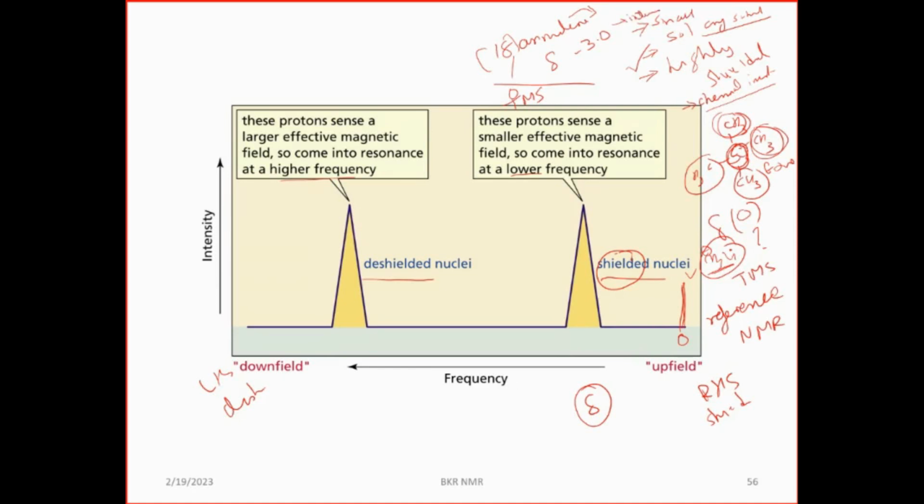Not only that, TMS is highly volatile, with a boiling point of 27 degrees centigrade. So after I record, if I leave the sample open, TMS will fly away, so I can recover the sample. The boiling point of the reference is low, it is inert, soluble in everything, a small amount is enough, and it gives a very intense signal. I want you to recall all these features and come for the next class. I will have the discussion in the next class.